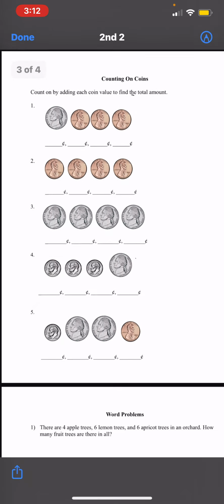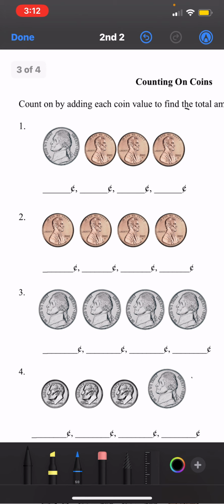Kids, move on to this page. So it says count on by adding each coin value to find the total amount. Okay, so I guess we have to find whether this nickel here is 5 cents, 25 cents, or 50 cents. So 1 nickel equals what? We don't know. So let's go back up here and check. It says 1 nickel equals 5 cents. Okay, 1 nickel equals 5 cents. So we're just going to write 5 cents here.